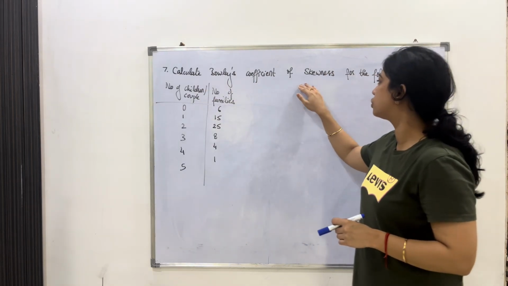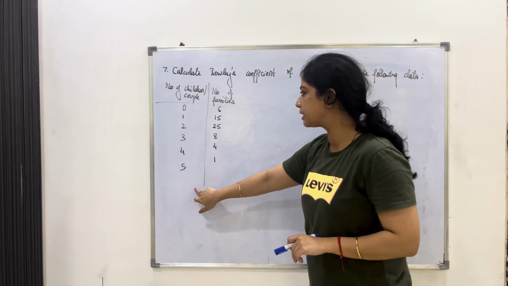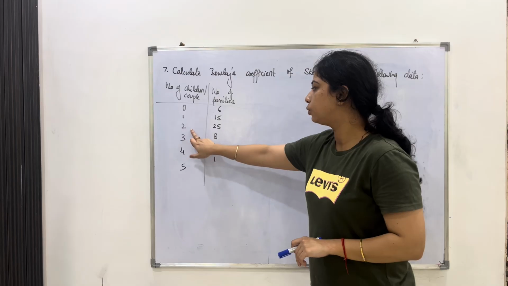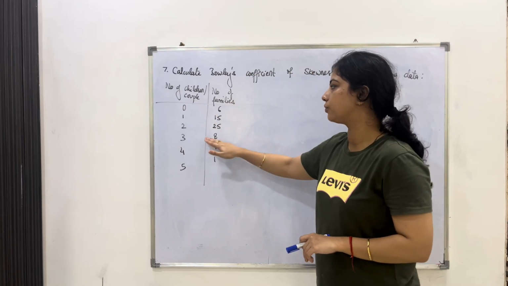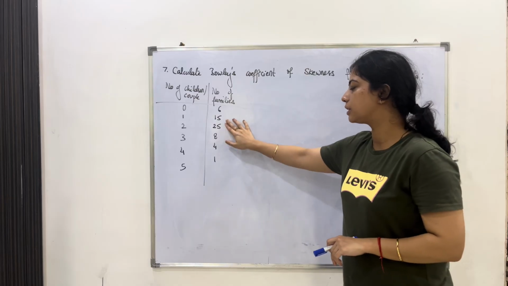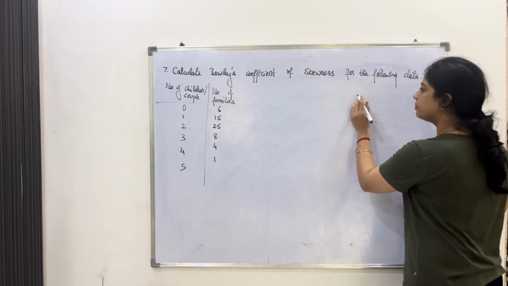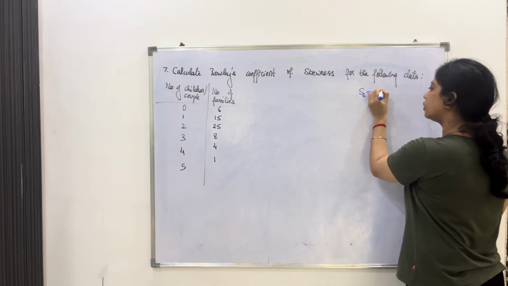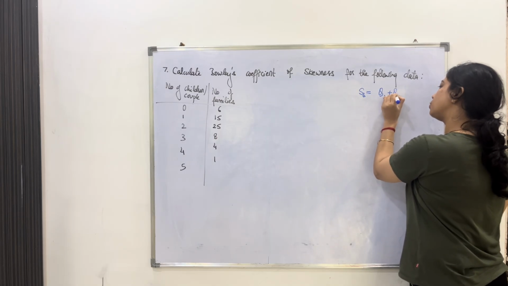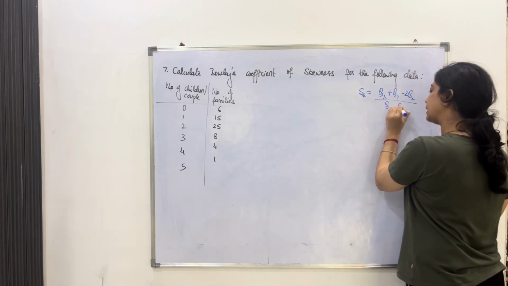Let us look at the next question. Calculate Bowley's coefficient of skewness for the following data. Number of children per couple is given 0, 1, 2, 3, 4, 5. And how many families have these many children? This is the data given along with this. Now they are asking us to calculate Bowley's, which is again based on quartiles. So SB is equal to Q3 plus Q1 minus 2Q2 divided by Q3 minus Q1.